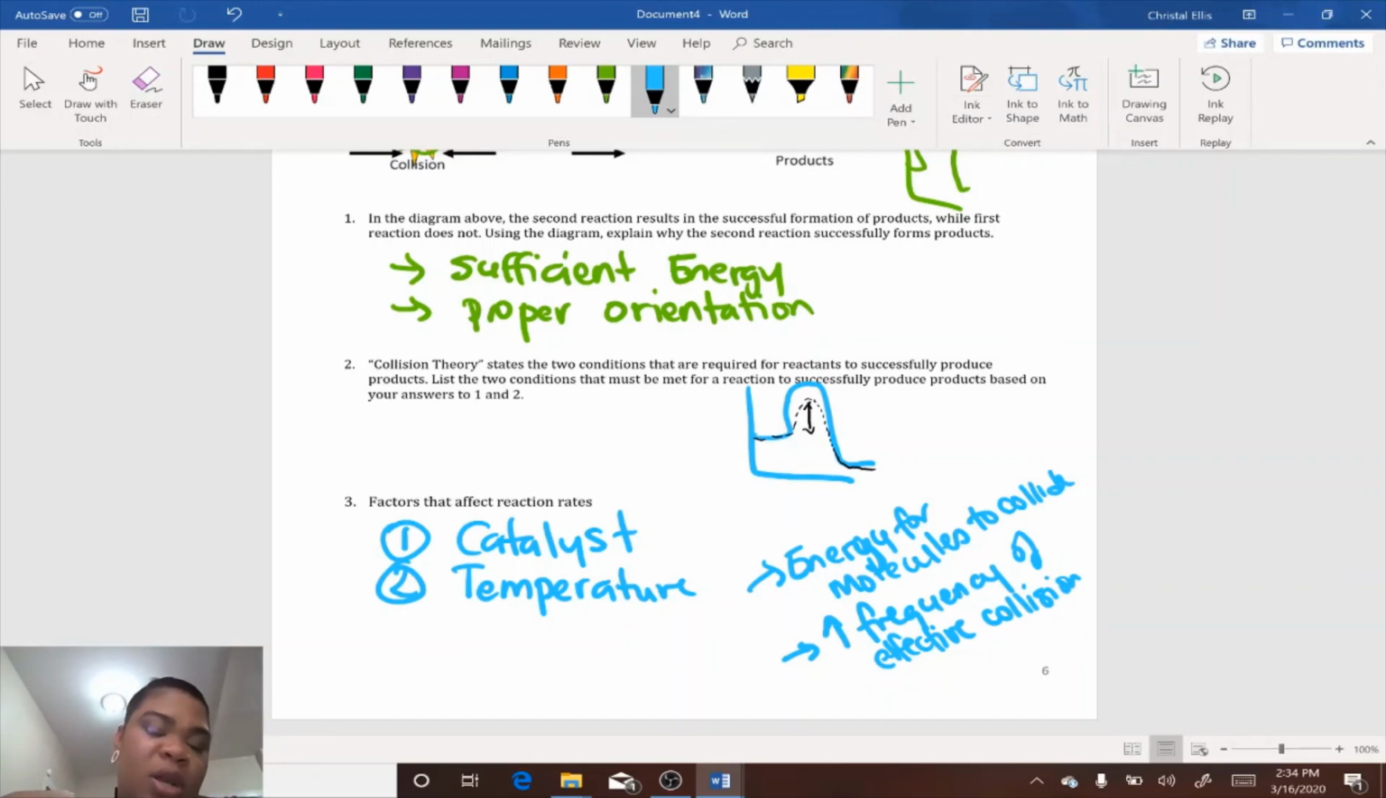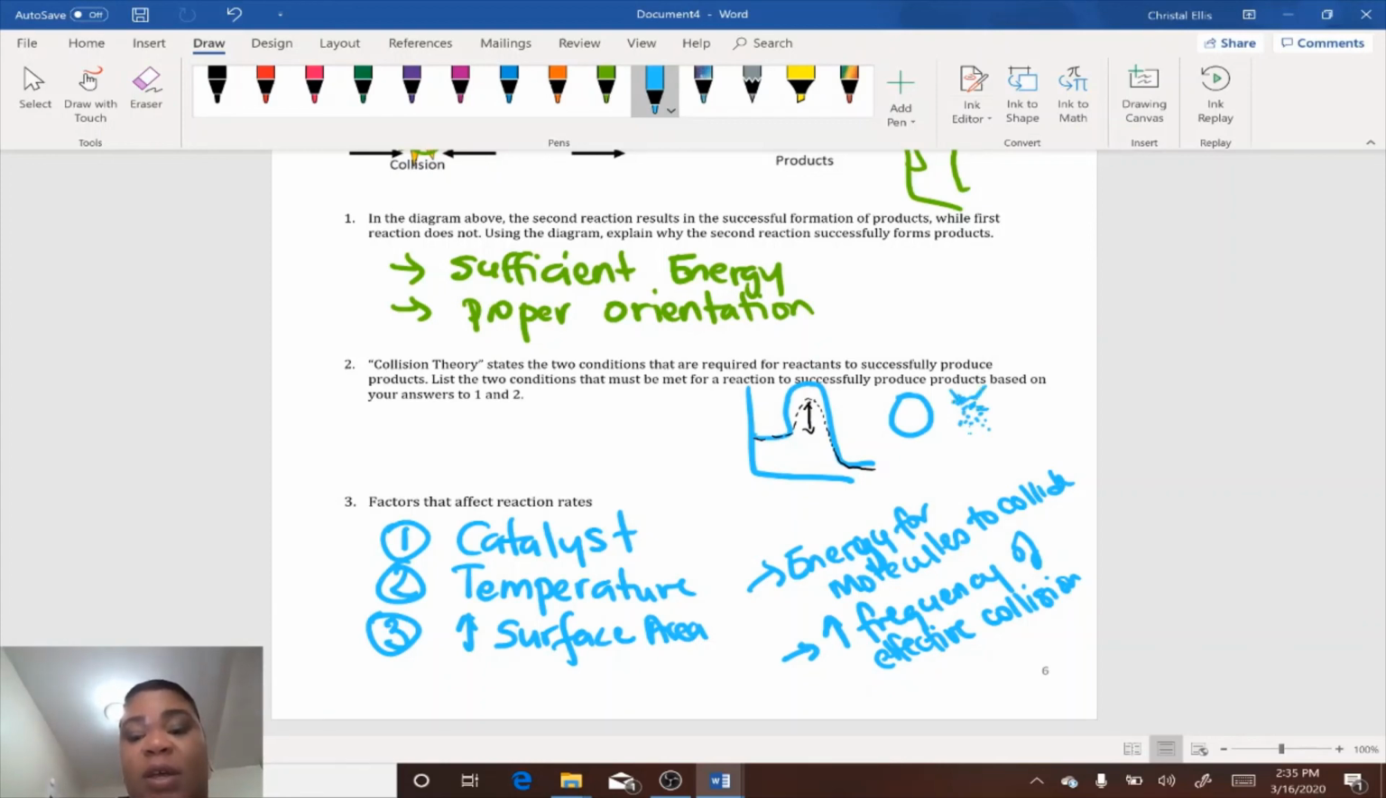Another way to speed up a chemical reaction is to increase the surface area. If you increase the surface area, that means there's more area exposed for more effective collisions under the right conditions for the reaction to go forward. So if you have a whole pill versus a crushed pill, the crushed pill has more surface area, which means it will allow for more collisions that will speed up a chemical reaction.